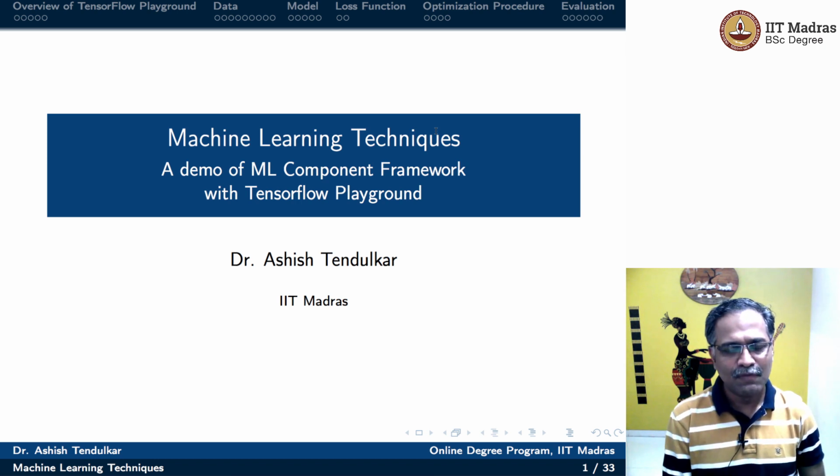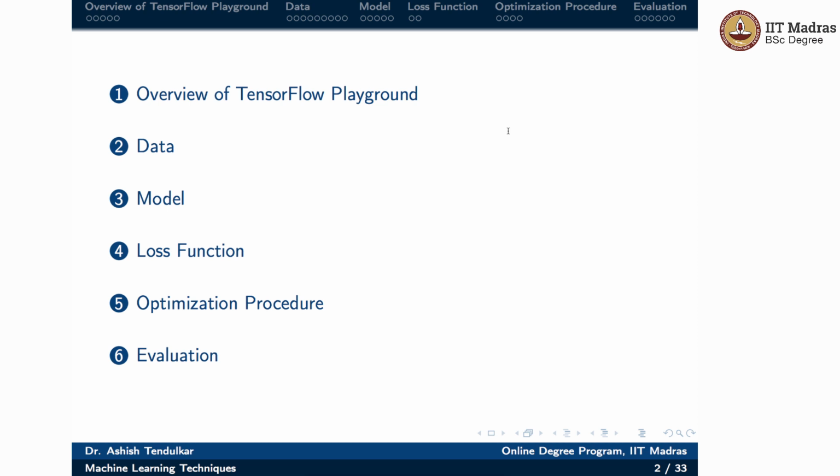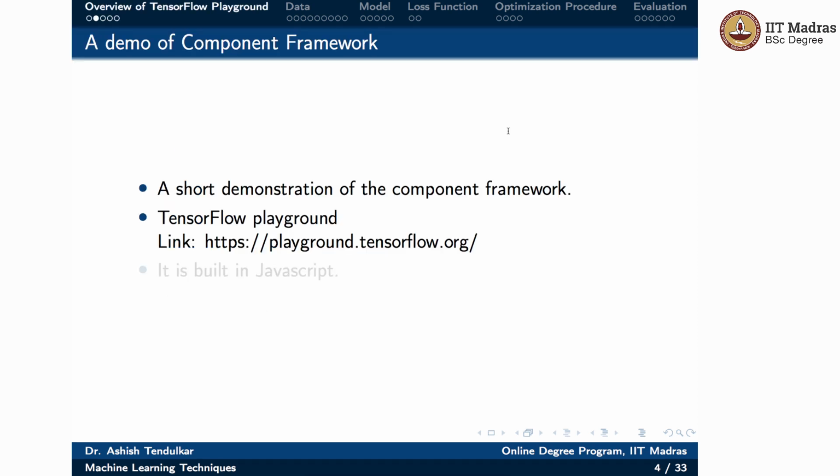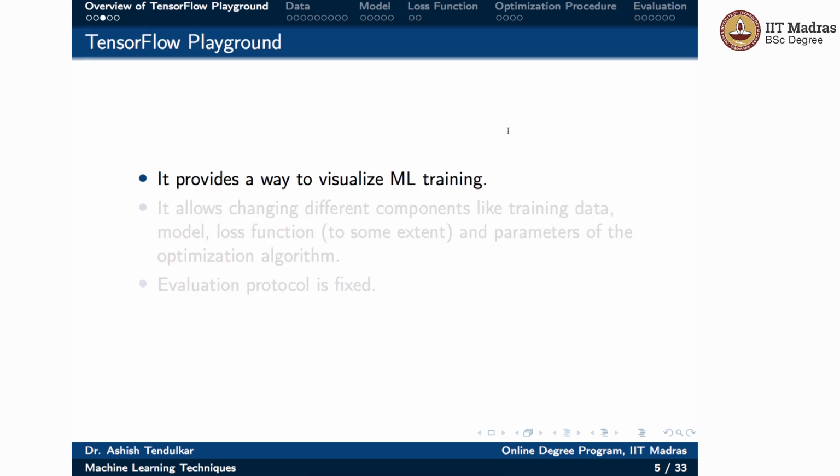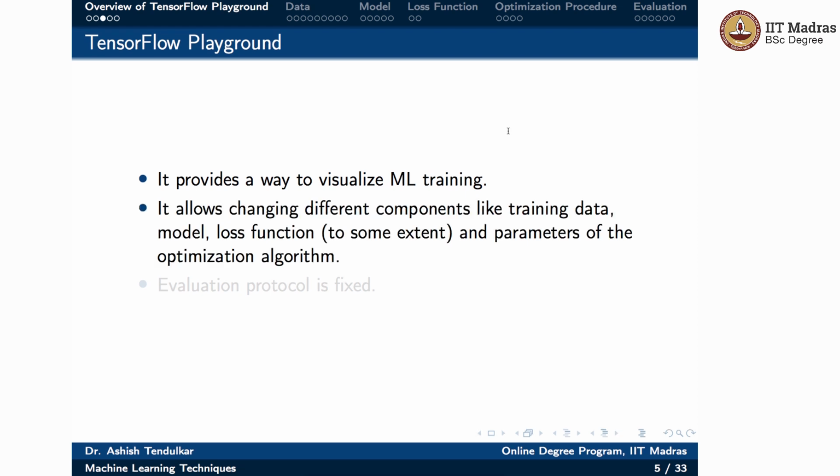In this video, we'll give a demonstration of machine learning component framework with Tensorflow Playground. We'll give an overview of Tensorflow Playground in this video. The Tensorflow Playground can be accessed from the following URL: playground.tensorflow.org. It is built in JavaScript. It provides a way to visualize machine learning training. It allows changing different components like training data, model, loss function to some extent, and parameters of the optimization algorithm. The evaluation protocol is, however, fixed.